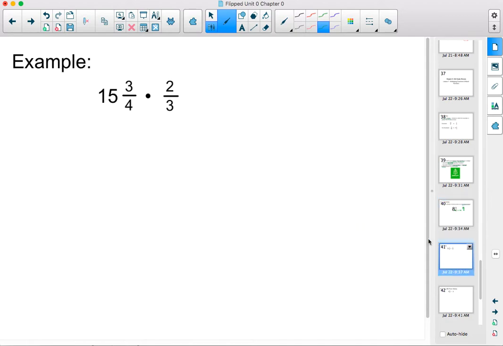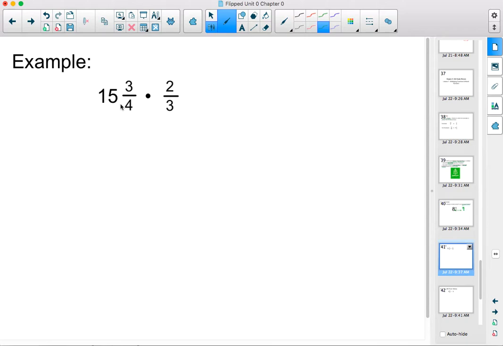All right, let's do an example. This example is not in your notes, so you have two choices. Just sit back, relax, and pay attention, or you can follow along on a piece of scratch paper. But don't be looking in your notes for this problem. It's not there. All right, our problem is 15 3/4 times 2/3.